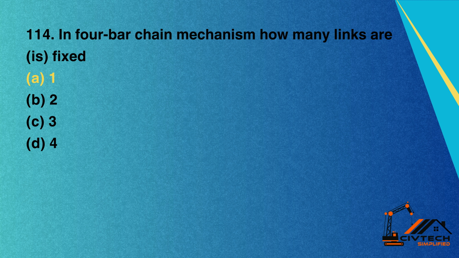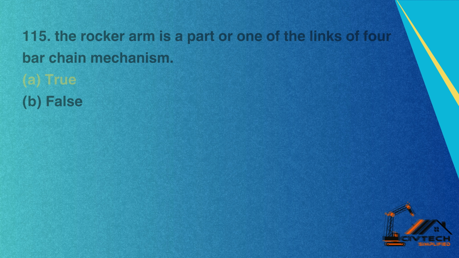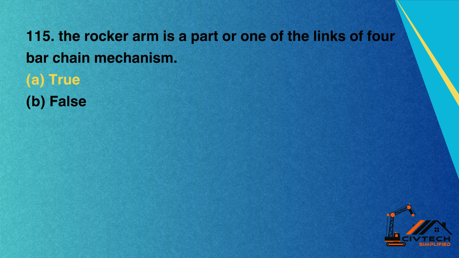114. In 4-bar chain mechanism, how many links are fixed? A. 1. B. 2. C. 3. D. 4. Correct option: A. 1. 115. The rocker arm is a part or one of the links of 4-bar chain mechanism. A. True. B. False. Correct option: A. True.